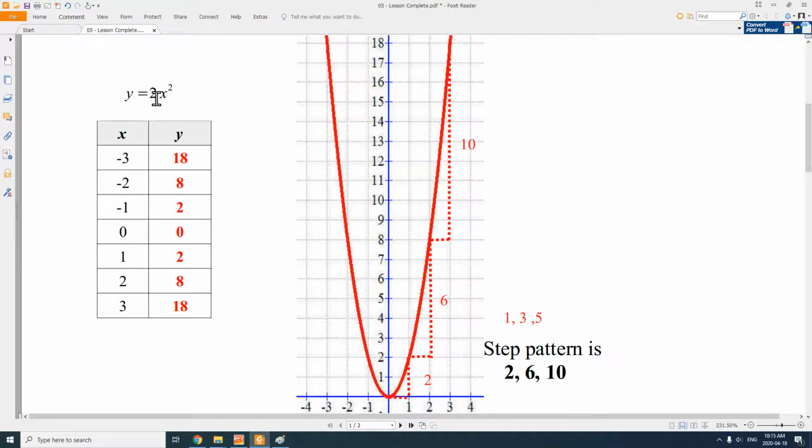What has that done? It's made my parabola grow twice as fast. You'll notice this one is quite a bit skinnier than the last one because it's going up much faster. It's increasing twice as fast.